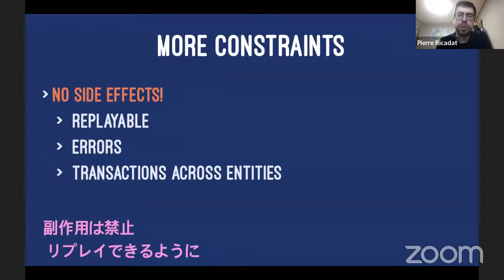Another very important constraint is that there should be no side effects when we run that domain logic. Why? First, because it should be replayable. When we load an entity, because we don't store the full state in a database, we just load a snapshot and then replay events one by one until we get to the current state. When we replay those events, we don't want a side effect to happen again. Otherwise, it would happen every time we load an entity.